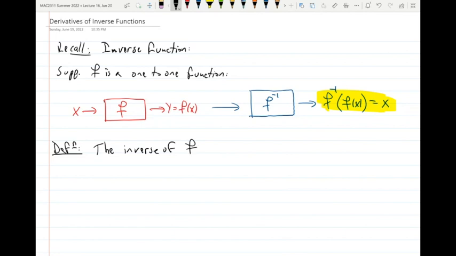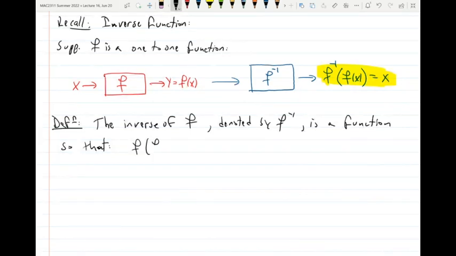The inverse of f. So f is a one-to-one function. The inverse of f, denoted f inverse, is a function so that when you do the composition, this happens, and the other way around as well. They cancel each other, nothing matters in the order, okay? Because what this is telling me is that the inverse of the inverse is also the original function, okay? That's what this is saying. So that's what it means to be an inverse function.